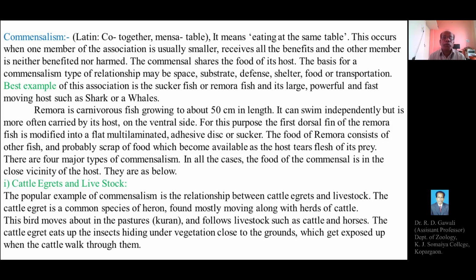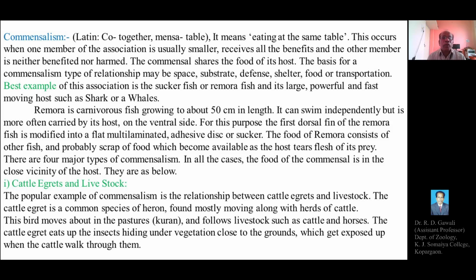So there are four major types of commensalism. In all the cases, the food of the commensal is in the close vicinity or around the host organism. They are as follows. First example, cattle egret and livestock. Livestock means the different four-legged animals or mammals like cattle and horses, and the cattle egret is a bird, a species of heron.